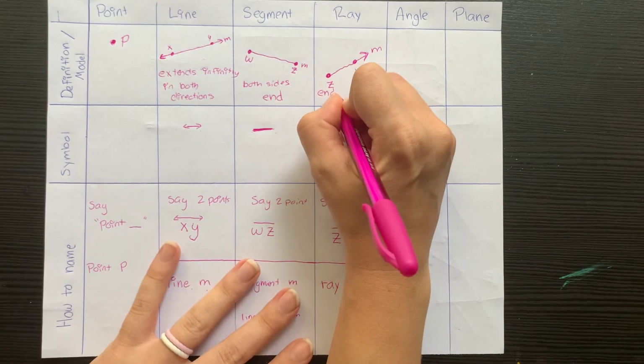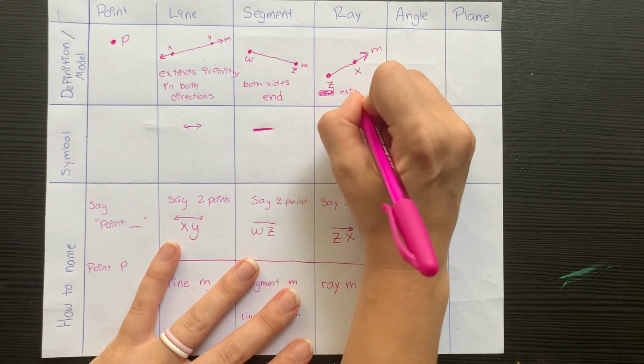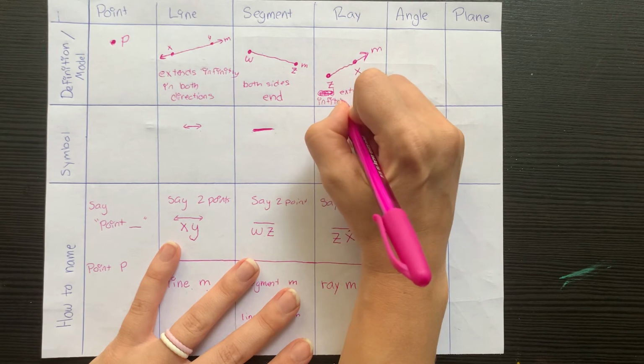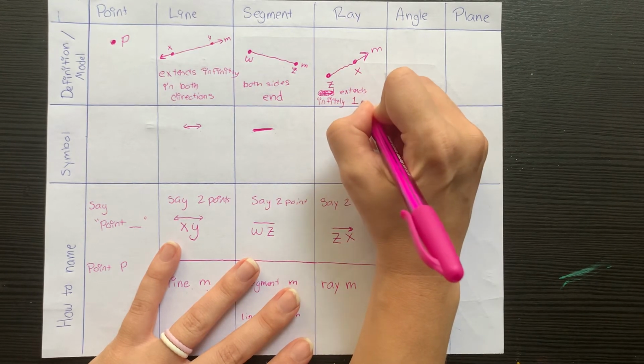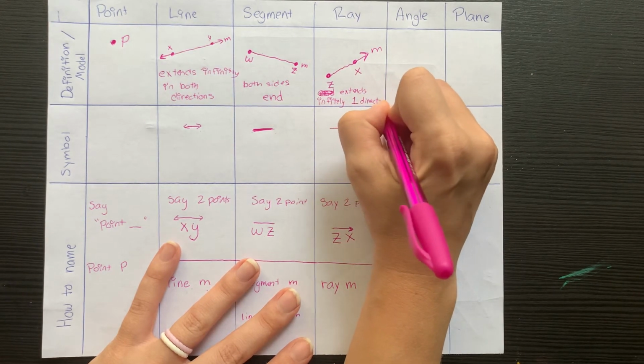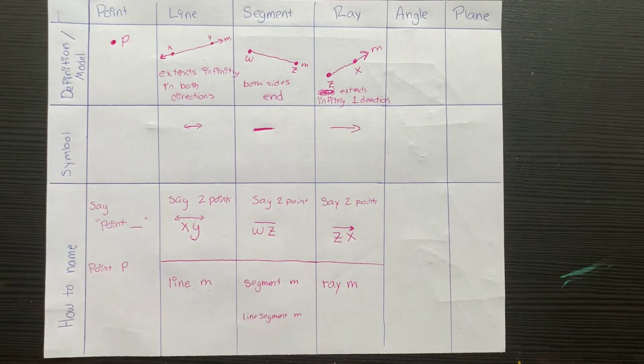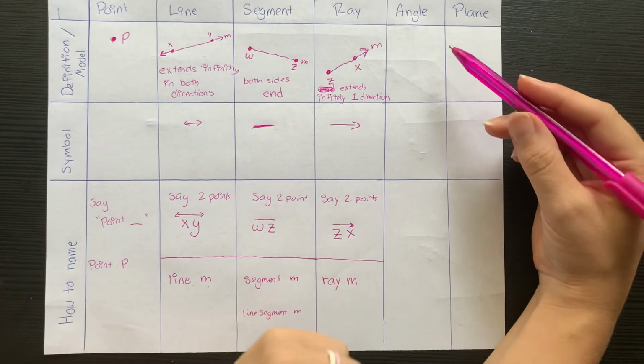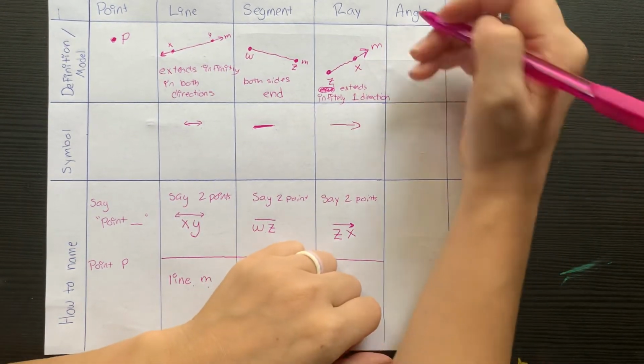All right, oh, forgot to put the definition here. This one, sorry, it extends infinitely in one direction. Okay, that's this. An angle is what you get when you put two rays together.